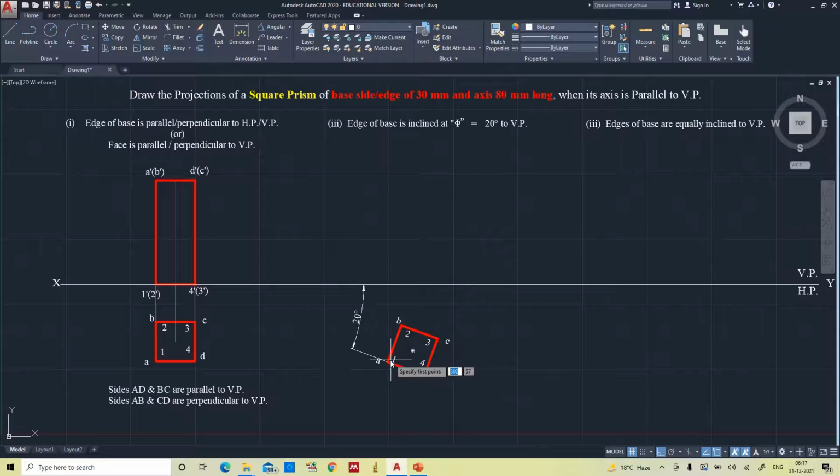Now drawing the projectors. Yeah, I drew the projectors from each and every corner as well as from the center of the polygon. And now axis is 80. It's better to draw lines only instead of copying.